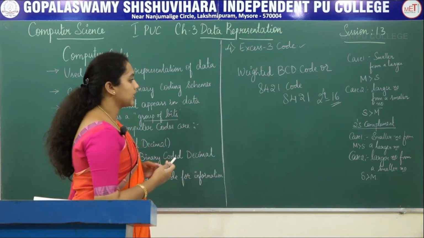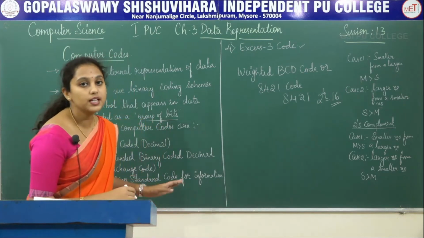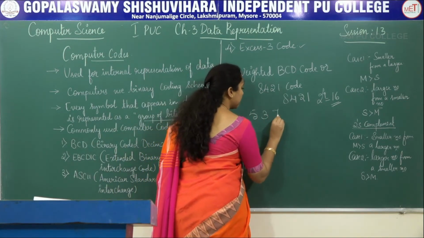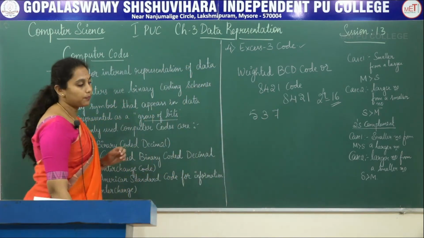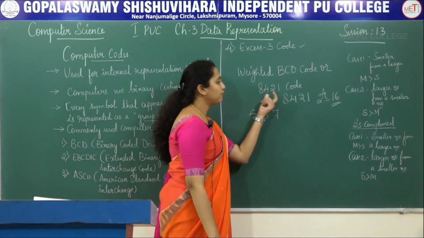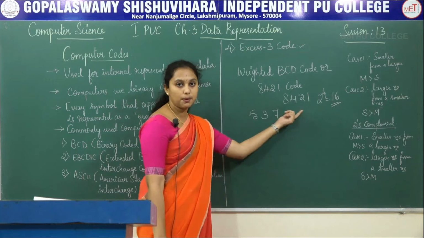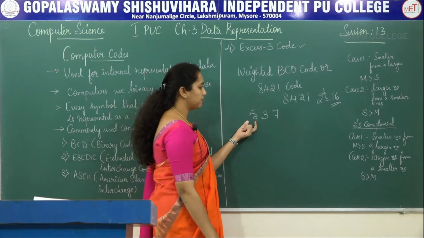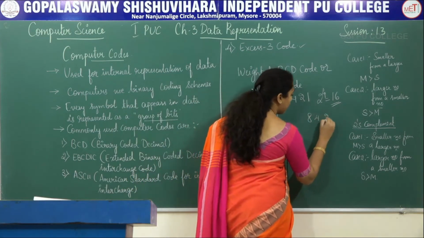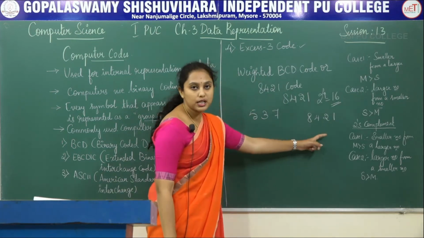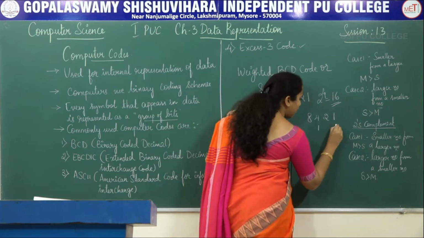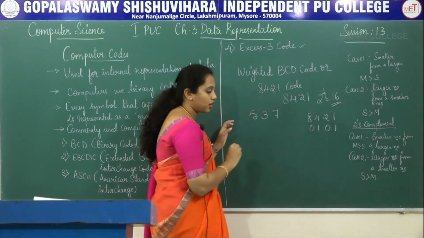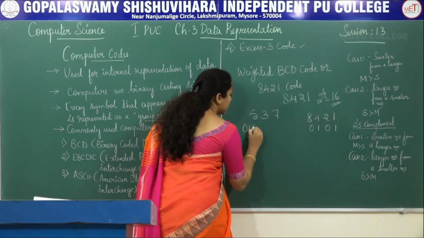So how do we represent 537 using BCD code? Using the 8421 code, we will write the binary code for 537. For 5, in 8421 code, 4 plus 1 becomes 5. Hence, in the places of 4 and 1, we put 1. In the rest of the places, we put zeros. So write it here: 0101.